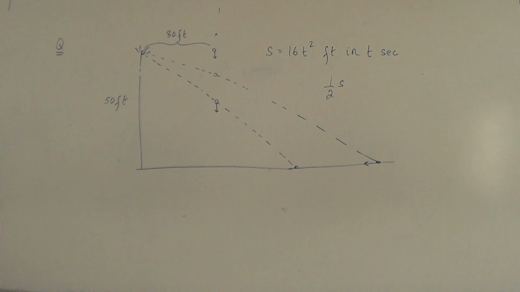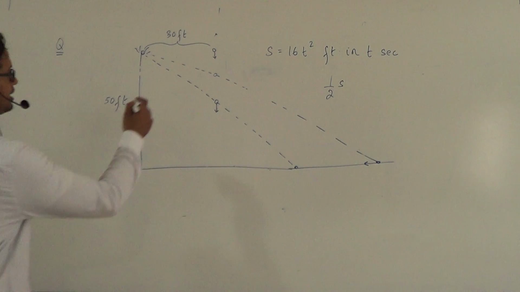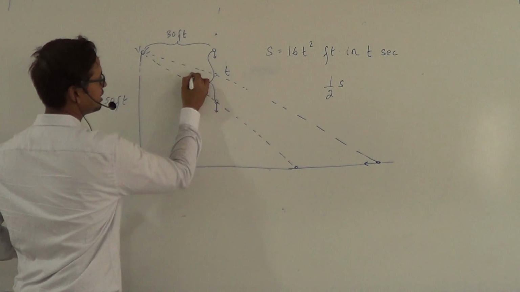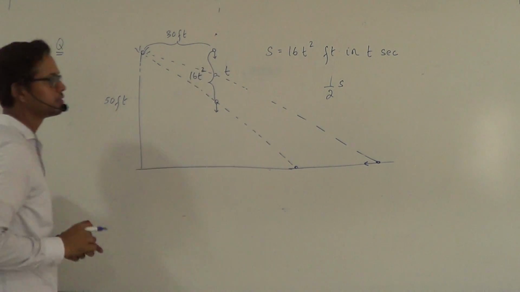S is the distance fallen down. So at t seconds it has fallen, let's say this is after t seconds it has fallen 16 t square feet.